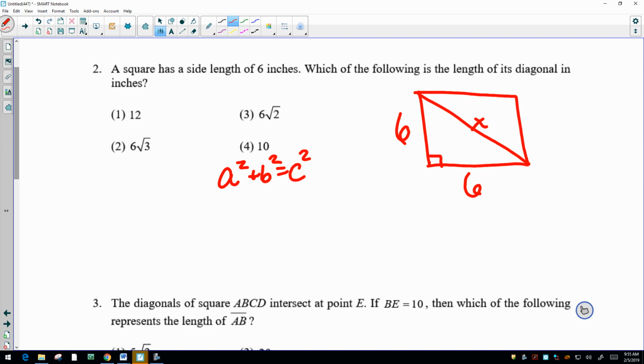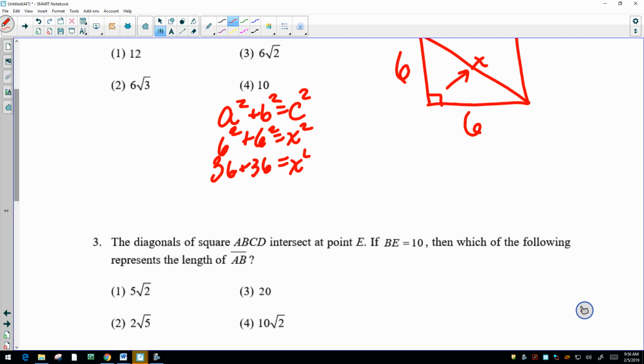Okay, which is the c squared? Which is the side by itself? The x, right? The longest side, the hypotenuse, always points towards that one. So I have 6 squared plus 6 squared equals x squared. What's 6 squared? Okay, so now I have 36 plus 36 is equal to x squared. What's 36 and 36? 72. So I have 72 is equal to x squared.